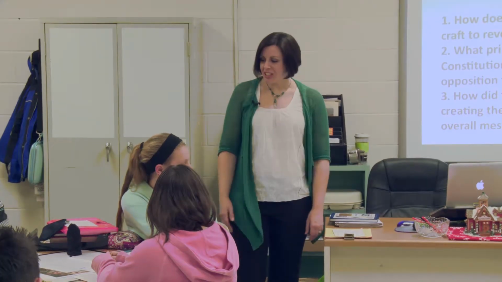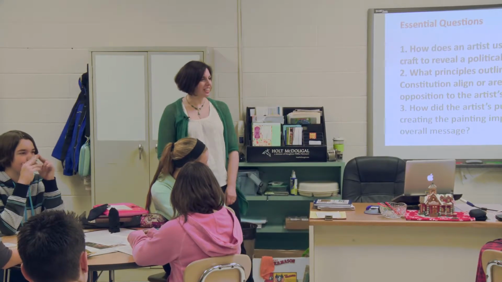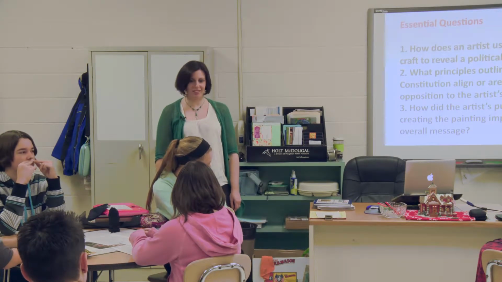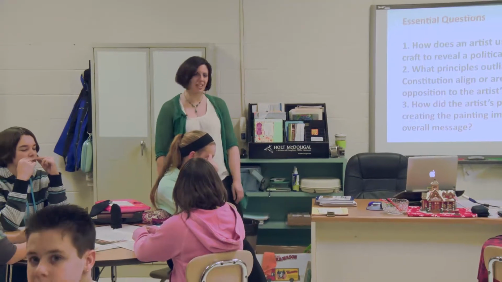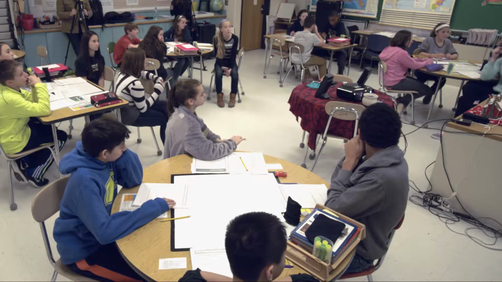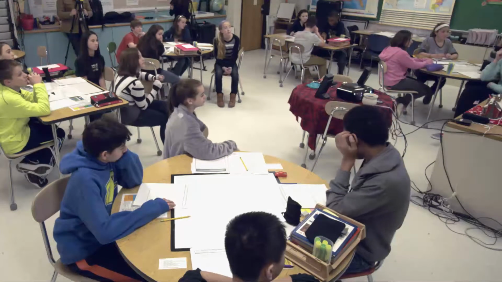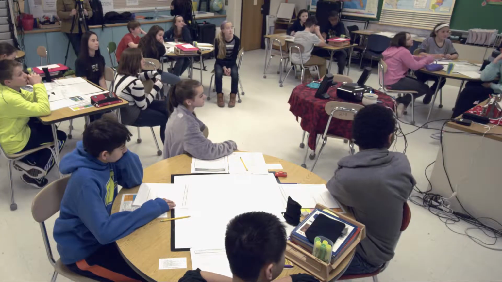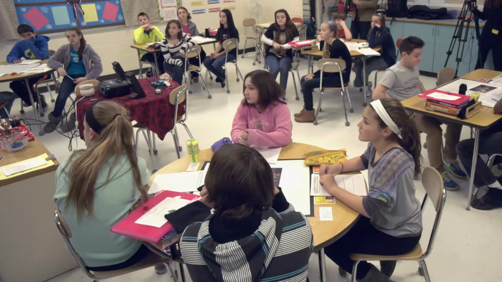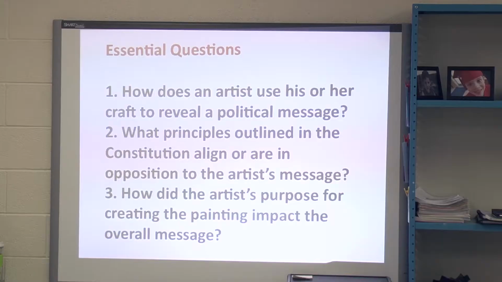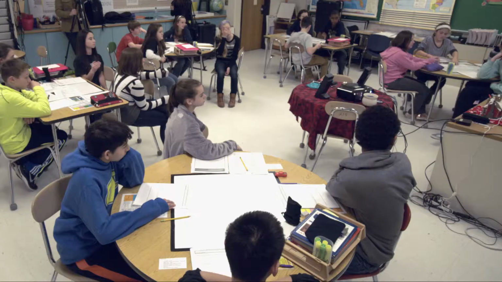So we're going to continue looking at the painting by Christie, the scene at the signing of the Constitution of the United States. And we're going to go back to these same essential questions that we've been working with for the last few days. The first one: how does an artist use his or her craft to reveal a political message? Remember yesterday we talked about different techniques an artist can use. Who can remind us some of those techniques we talked about?